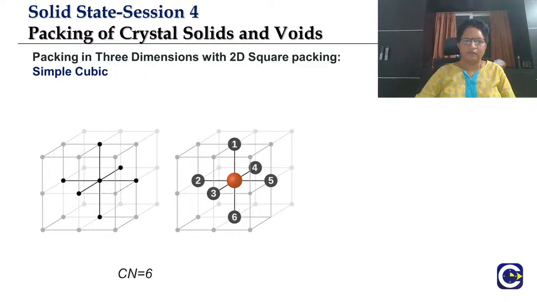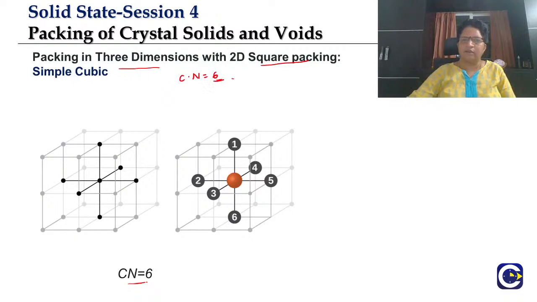So can you see the square packing here? If we take it in 3 dimensions, what coordination number do we get? 6. You can see one at the corner, the others at the corners and everything. You can see 6. So if I take a 3-dimensional square packing, the coordination number will be 6.